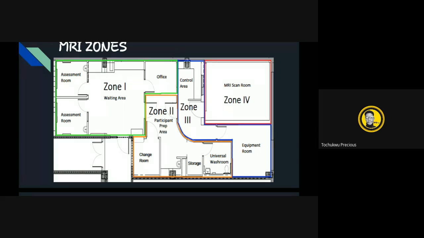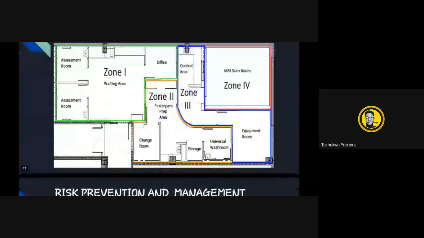Then you move to zone 3. This is the control area. This is where staff stay, where the MRI staff stay. Then you move to zone 4, which is the MRI scan room, where the patient scan is done.